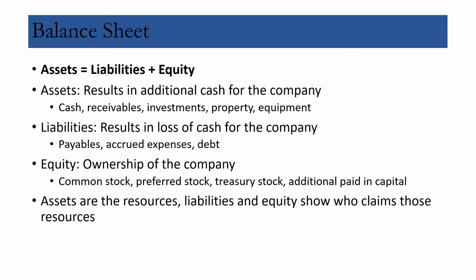You'll have things like liabilities, and these are things in which you owe money. It results in a loss, and these are things like payables, which you owe to somebody, debt, and accrued expenses. Then you lastly have equity, which is ownership of the company. This is things like common stock, which I'm sure you've heard of. There are different types of stock like preferred stock and treasury stock, and then there's additional paid in capital. And like I said, assets are the resources, and liabilities and equity show who claims those.